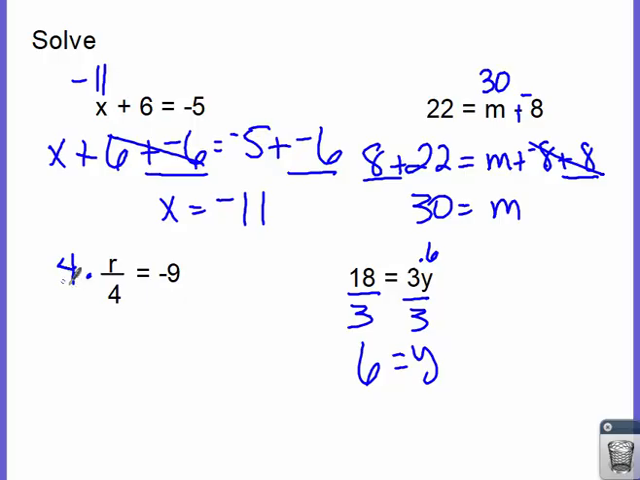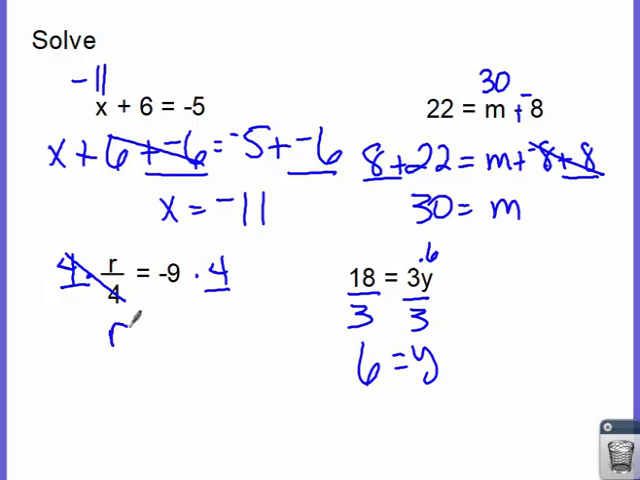If I multiply this side by 4, I need to multiply this side by 4 as well. Now my 4's divide out because I've got a 4 in the numerator and a 4 in the denominator. 4 divided by 4 is 1. Now, if this were a negative 4 here, then I would divide or multiply by a negative 4. You have to use the same number.